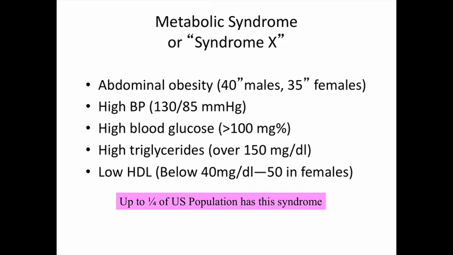So the first criterion, the abdominal obesity, must be met, and then 2 of the others also. So if you have 3 of those 5, one of which is abdominal obesity, you meet the criteria for the diagnosis of metabolic syndrome. And we know that there's a lot of people that meet that criteria.